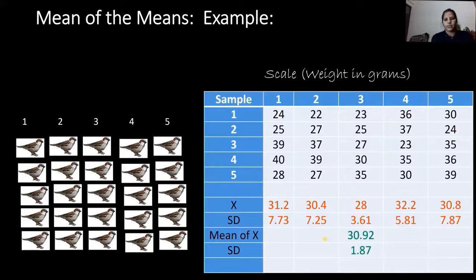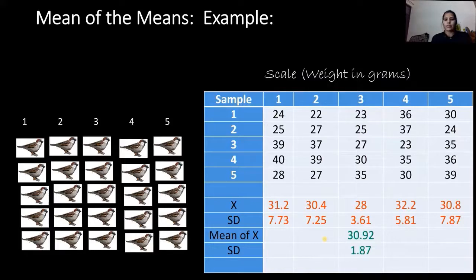In the first data set, the weights of sparrows vary from 24 grams minimum to 40 grams maximum. In the second data set, it varies from 22 grams minimum to 39 grams maximum. In the third data set, it varies from 23 grams minimum up to 35 grams maximum. In the fourth, it varies between 23 minimum to 37 maximum, and in the fifth sampling effort, the weight of sparrow birds varies from a minimum of 20 grams to a maximum of 39 grams.